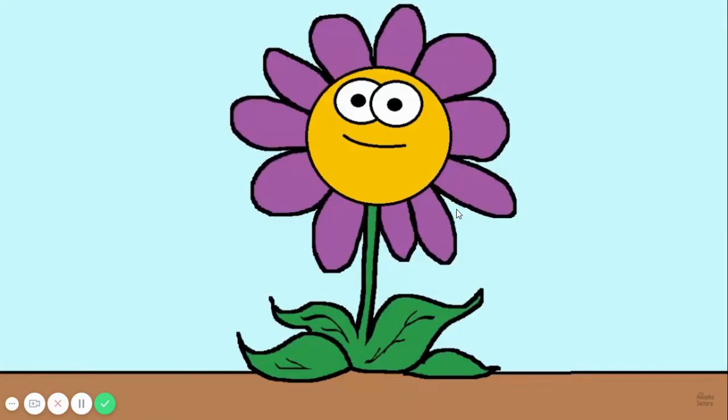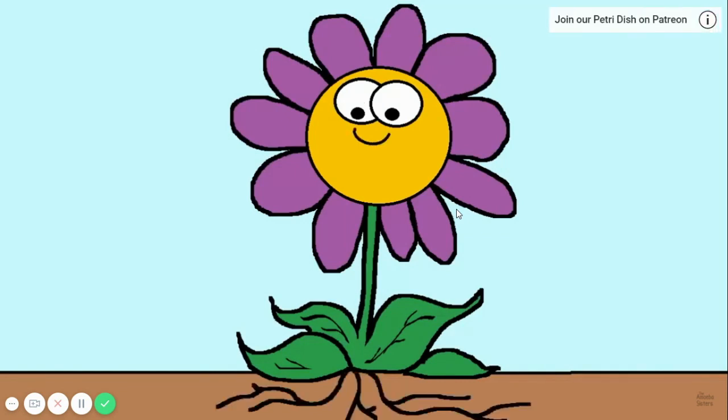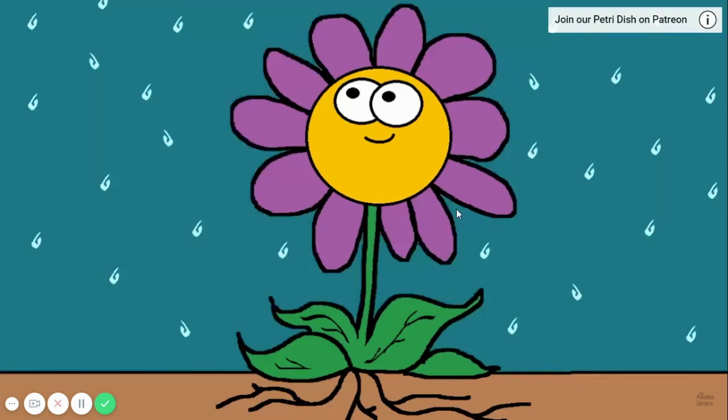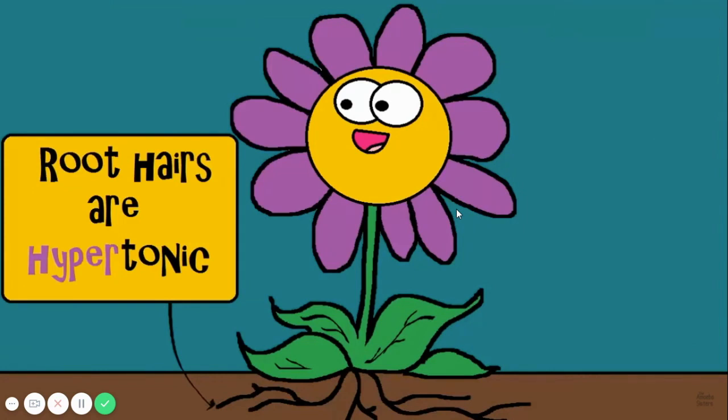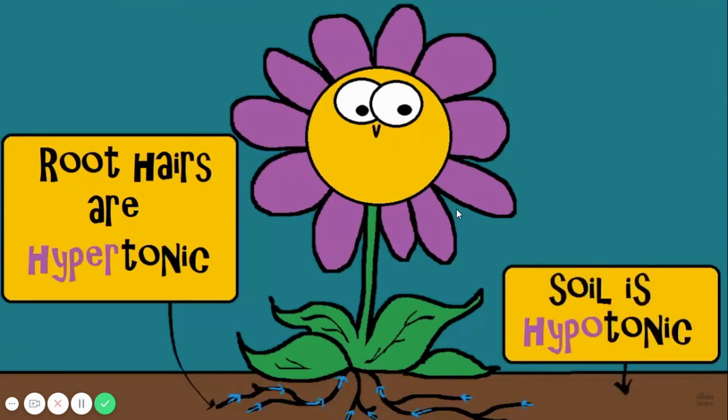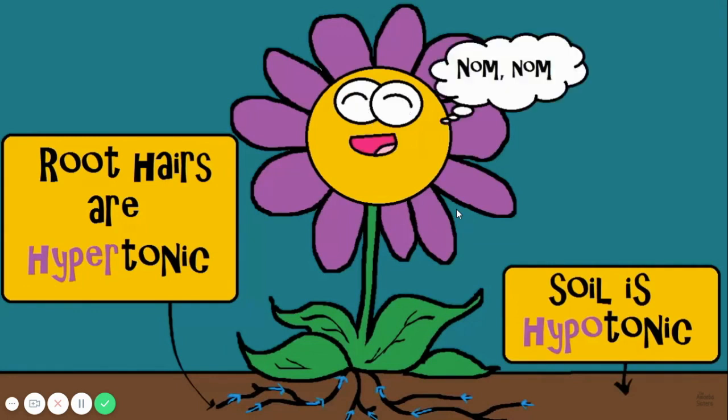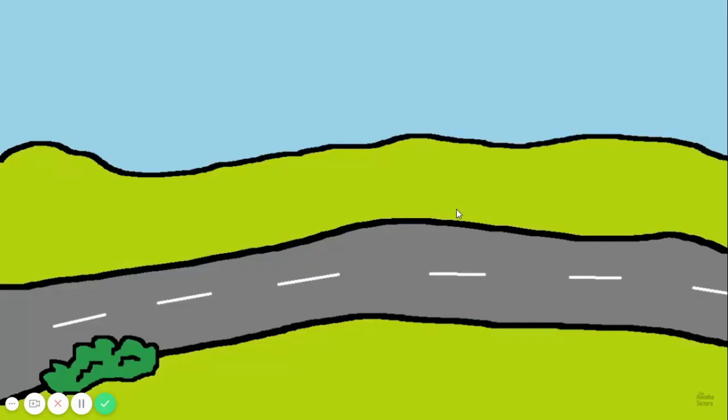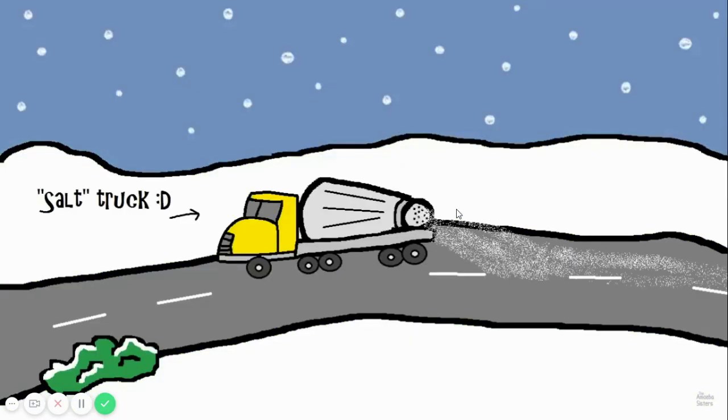Osmosis also explains how many kinds of plants get their water. Sure, many plants have roots, but how does the water get into the roots? When it rains, the soil becomes saturated with water. The root hair cells have a higher concentration of solutes within them than the solutes in the saturated soil. So the water travels to the area that is hypertonic, and in this case, the roots. Or if you live in an area that gets ice, you might be used to salt trucks salting the road.